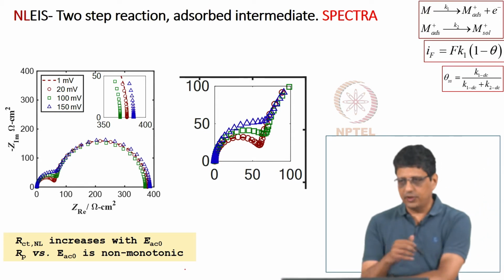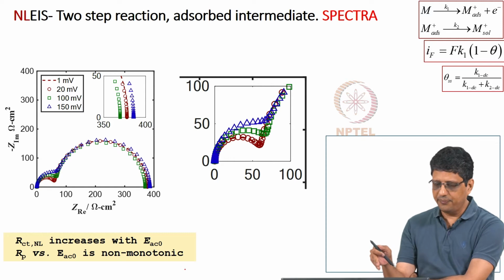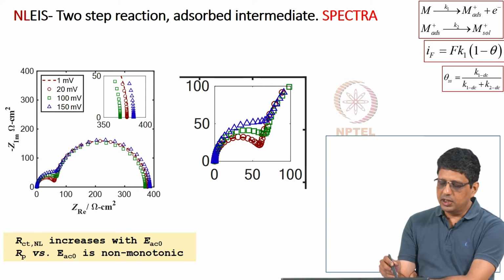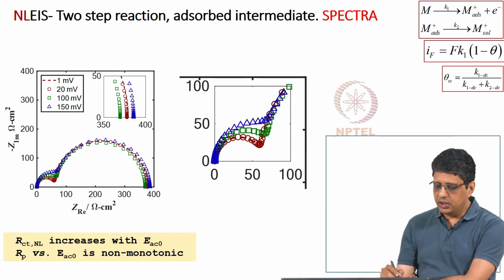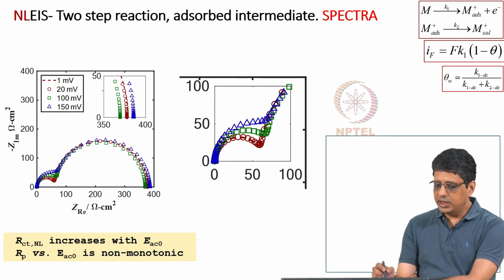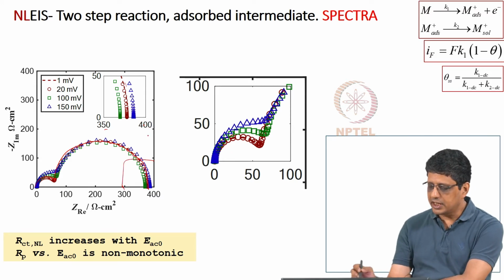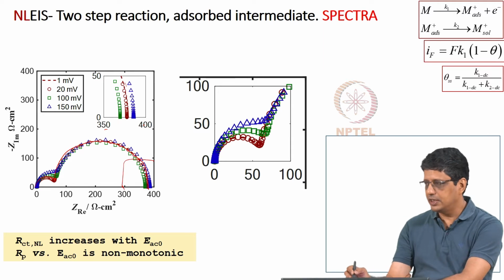And if we do it for a set of frequencies, we can get the results and plot it in the complex plane plot. For 1 millivolt and 20 millivolts, you get two semicircles for a set of kinetic parameters. 1 millivolt is given as a dashed line, 20 millivolts is given as a circle, and you can see they pretty much overlap. They show two semicircles. This is the value at low frequency, and this is just an expanded version at the high frequency and mid frequencies.